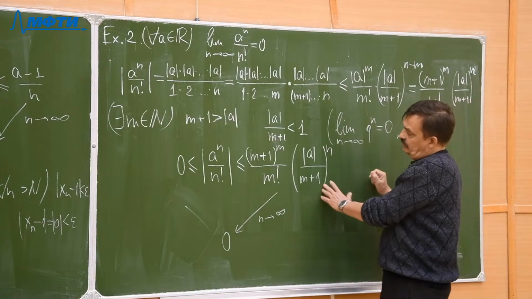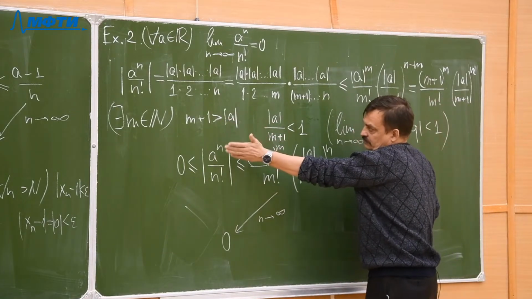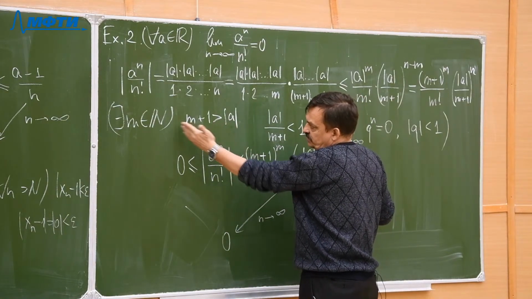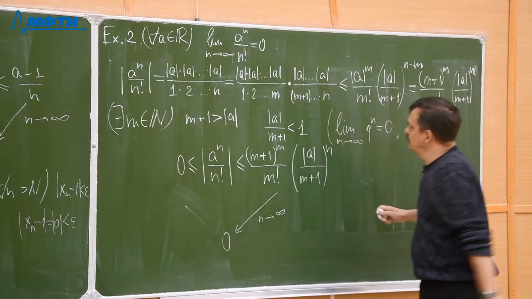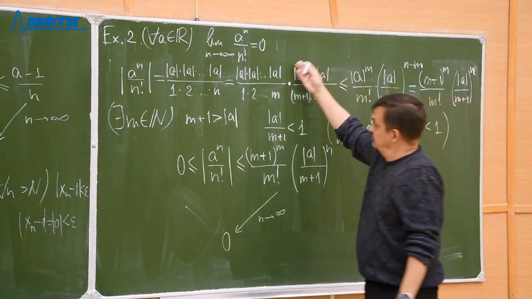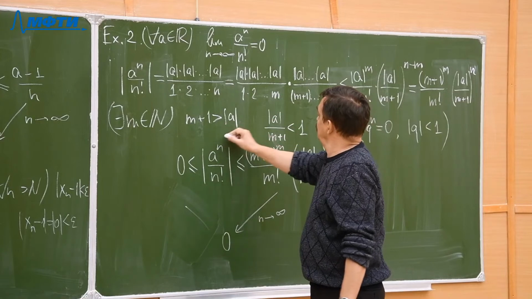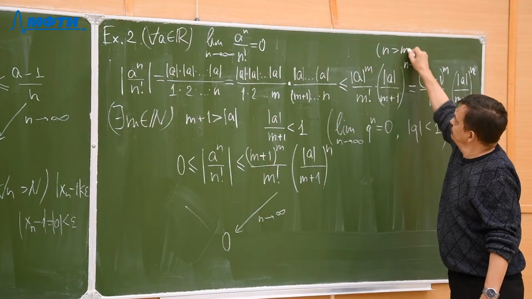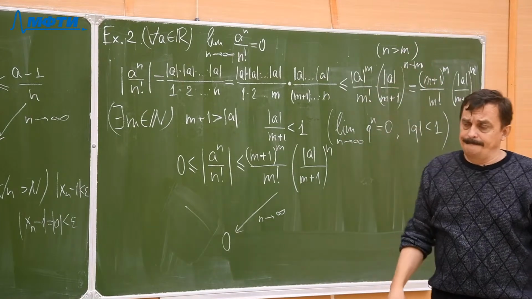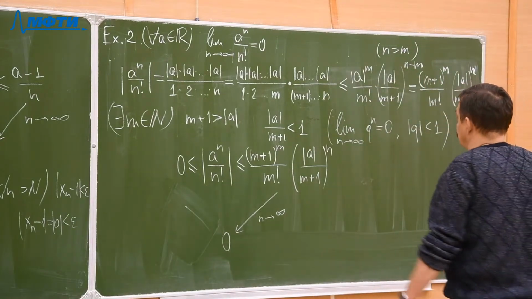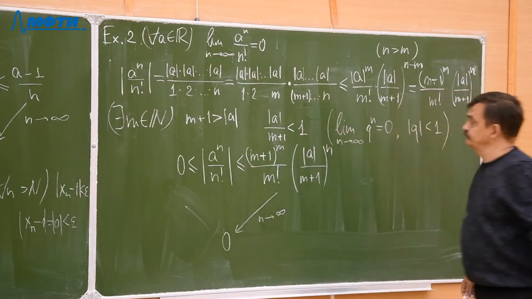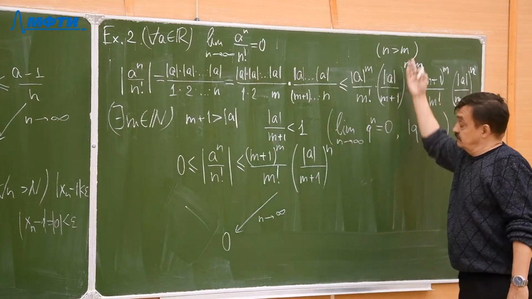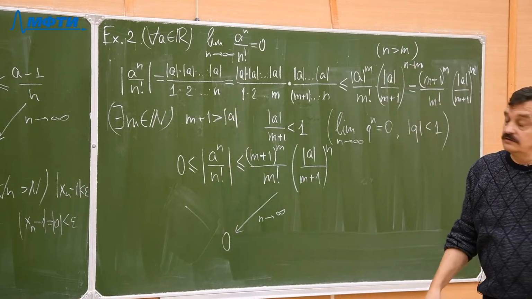Why? Because m is fixed. Once we have modulo a, we can choose such a natural m, we fix it. Of course, here I should suppose n is greater than m. Otherwise, we cannot split like that. But when n tends to infinity, we can always suppose it.